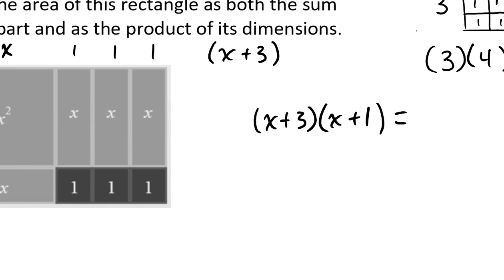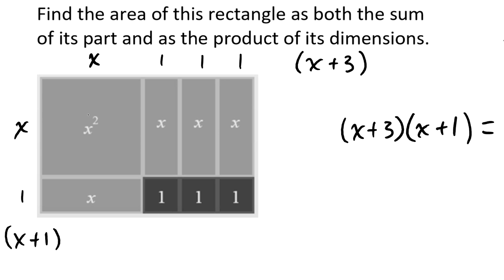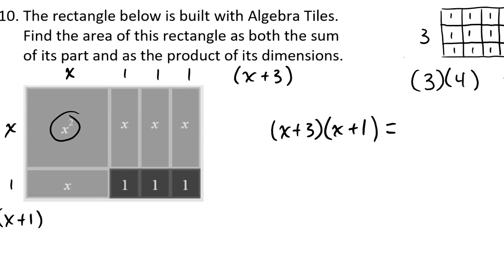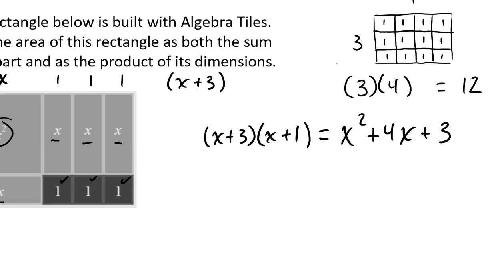So if I take a look at the parts of this, you can see I have a single x squared, so that's one of my parts. Let me zoom out a little bit. There's an x squared, and I have 1, 2, 3, 4 x tiles, so I would say plus 4x. And then I have 1, 2, 3, so I'd also write plus 3. So this is one of my answers, right?